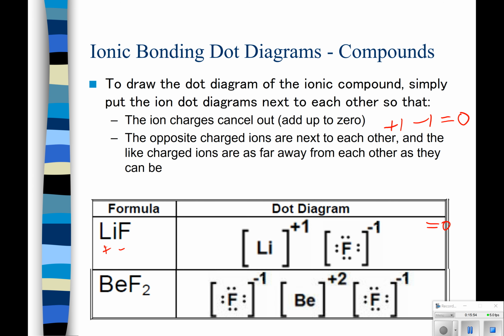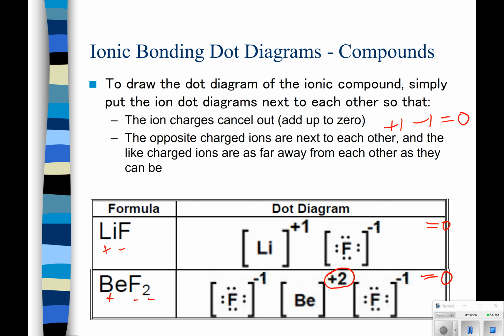For example, BeF2, beryllium fluoride, has 1 positive ion and 2 negative ions. And if we look at beryllium on the table, it does like to produce a +2 cation. And in order to get this to add up to 0, we're going to need 2 -1 fluorines. Because +2, -1 would be 1, -1 would be 0.